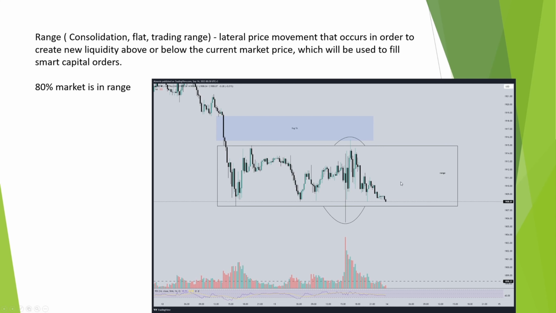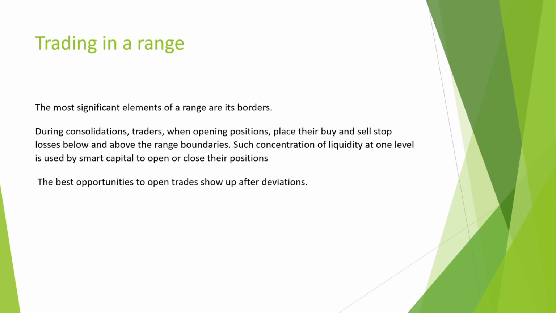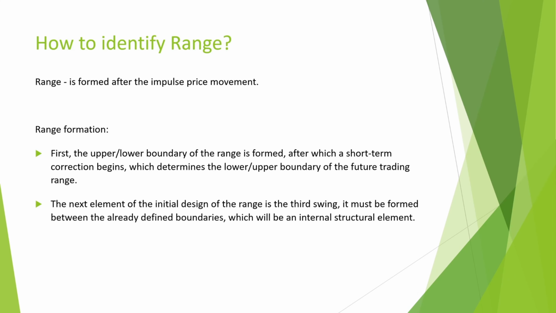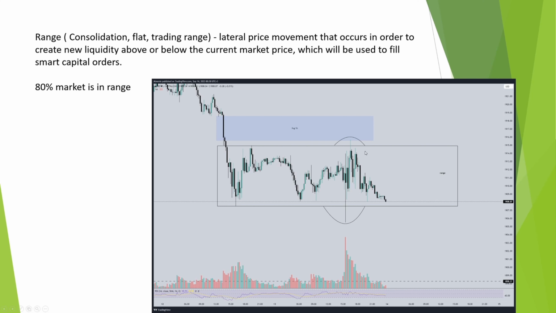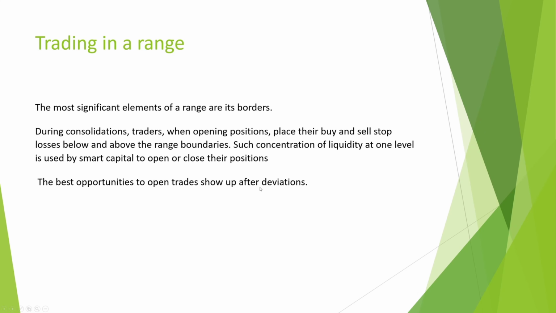And now I'm going to tell you how to trade inside. The most significant elements of the range are its borders. So as you can see, these are the most important elements. You don't care what is going on inside the range, you just don't care about it. You care only what's happening outside the range, on its borders. During consolidation, traders when opening positions place their buy and sell stop losses below and above the range boundaries. Such concentration of liquidity at one level is used by smart capital to open or close their position.